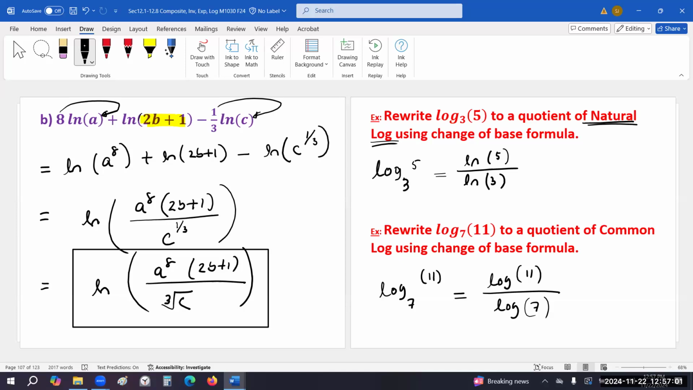So in these two examples, you don't have to do anything else, it just says rewrite. But in the exam, I'm going to ask you to rewrite and then find the answer. So if you want to find the answer, we go to the calculator and punch this in, and it will give you the answer. It's the same formula for natural log and normal log.